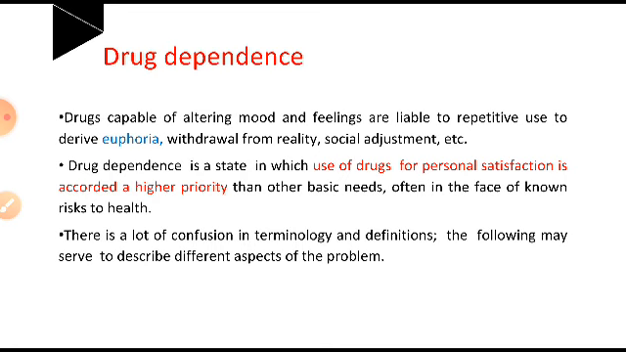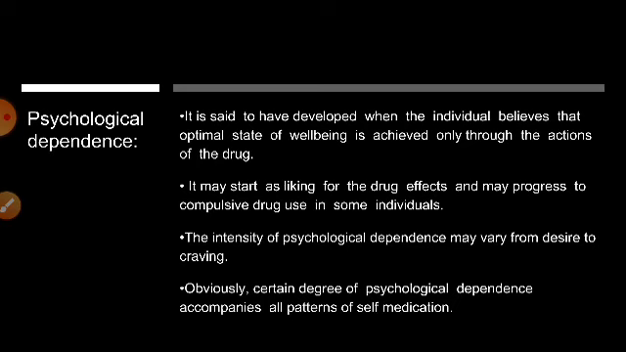So now we'll see there are different terms that come under it, which explain this dependence in a better way. One is called psychological dependence. It is said to have developed when the individual believes that an optimal state of well-being is achieved only through the action of the drug. So this is what they think: I cannot improve the situation by myself, nobody can do it for me, so only this drug gives me some happiness or the feeling of well-being. This drug's effect is really helping me. That gives them a psychological dependence, right? They depend on this drug psychologically.